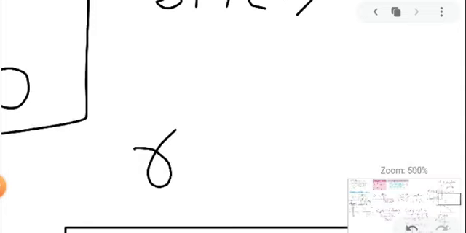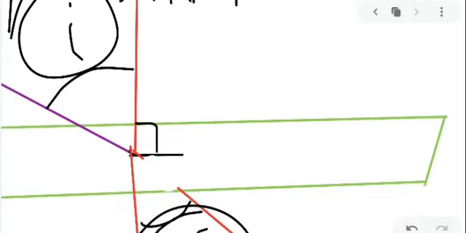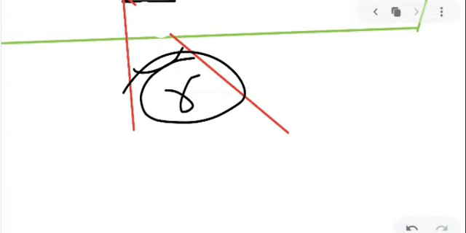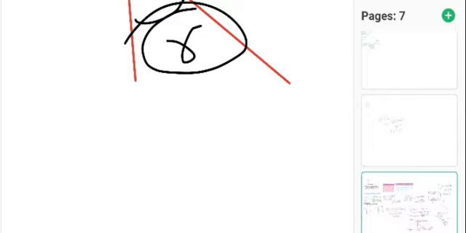Now let me move on to the index of refraction, or the refractive index.